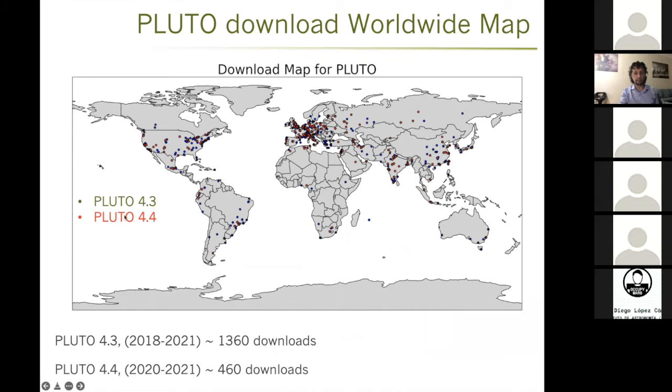I see people in Mexico City also here from the map. Good to know that. That was updated almost 1 year ago, so I guess more downloads occurred.